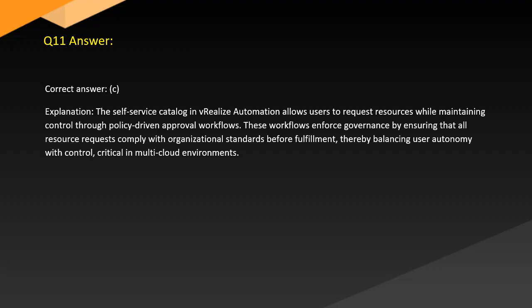Answer. Correct answer: C. Explanation. The self-service catalog in Realize Automation allows users to request resources while maintaining control through policy-driven approval workflows. These workflows enforce governance by ensuring that all resource requests comply with organizational standards before fulfillment, thereby balancing user autonomy with control, critical in multi-cloud environments.